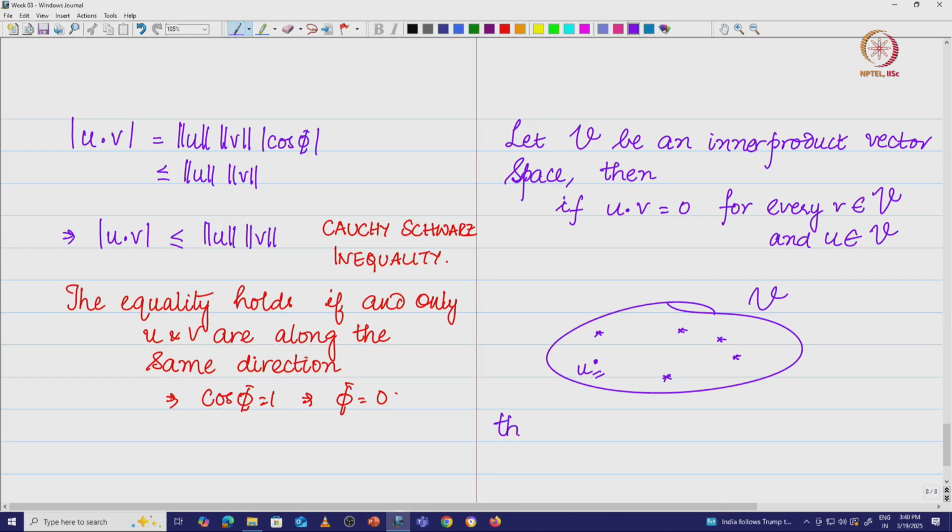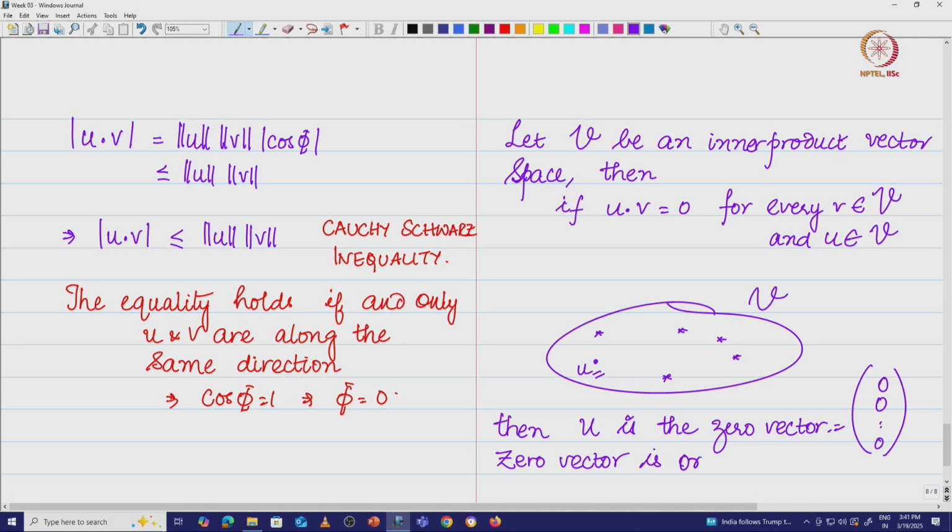Then U is the 0 vector. So in any vector space you have at least one vector which is orthogonal to all possible vectors in that vector space, and that is the 0 vector. Is this clear? So what we are going to say is the 0 vector is orthogonal to every vector in the vector space, which is basically it says 0 0, all components 0, right, is orthogonal to every vector in V, where V is that vector space that we have already defined.